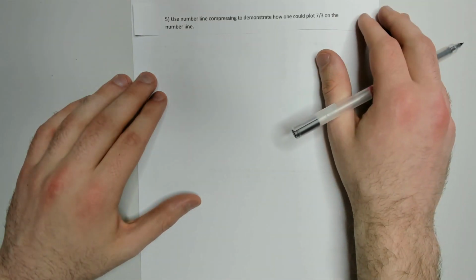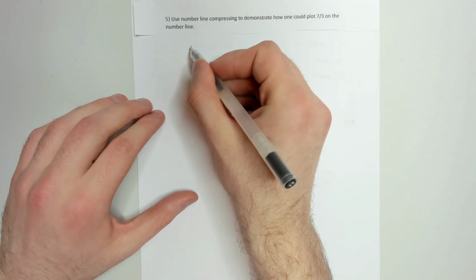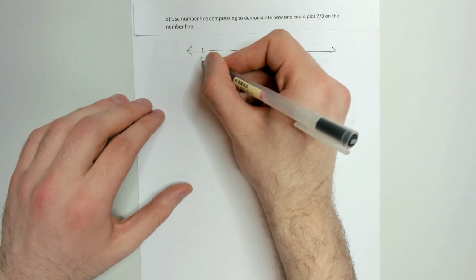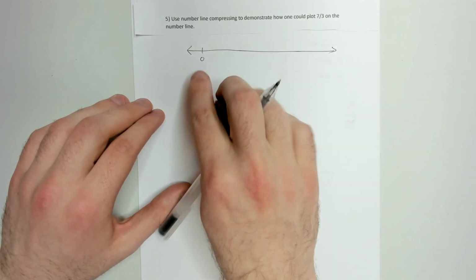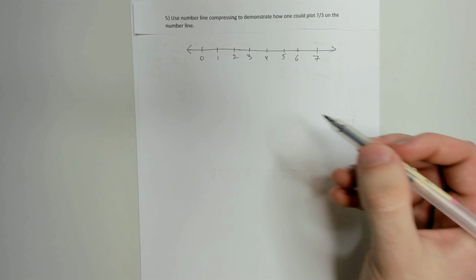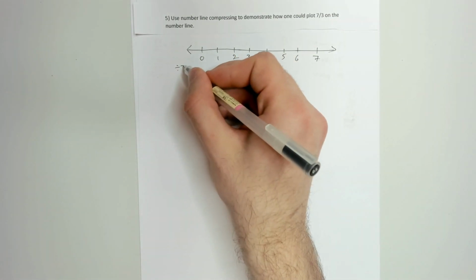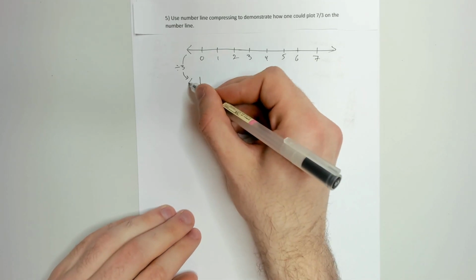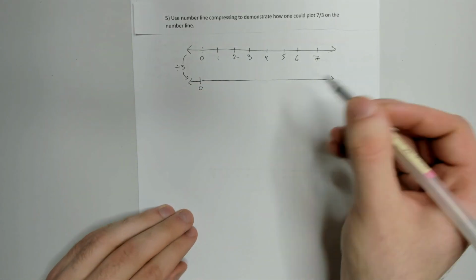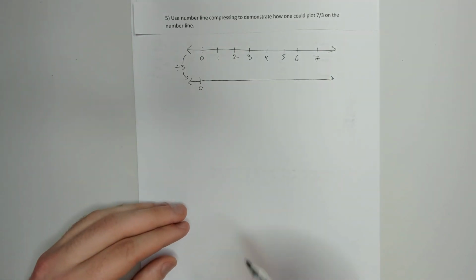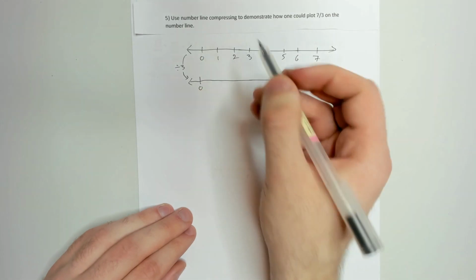So question 5 says, use number line compressing to demonstrate how one could plot 7/3 on the number line. Okay, so recall, number line compressing was just division, right? And so if I'm going to go from 0 to 7 on my number line here, what we can do is if we divide this number line by 3, we're compressing it by 3, and we always fix 0. And then we make all the distances between these points basically 1/3 smaller. We're making these distances 1/3 in size.